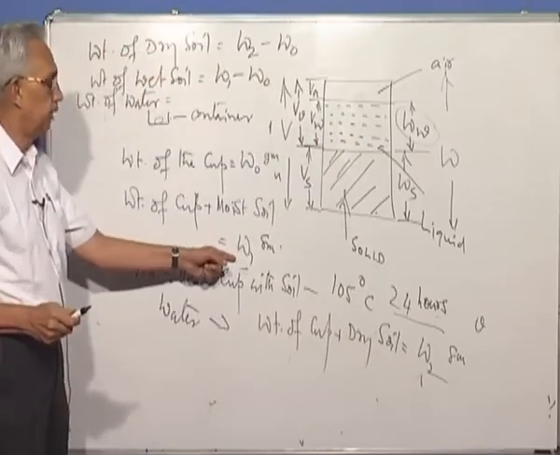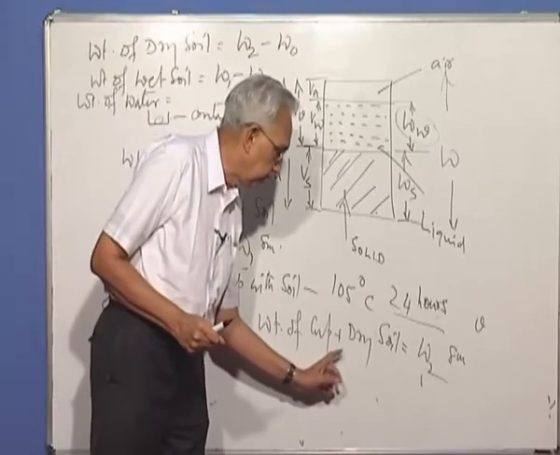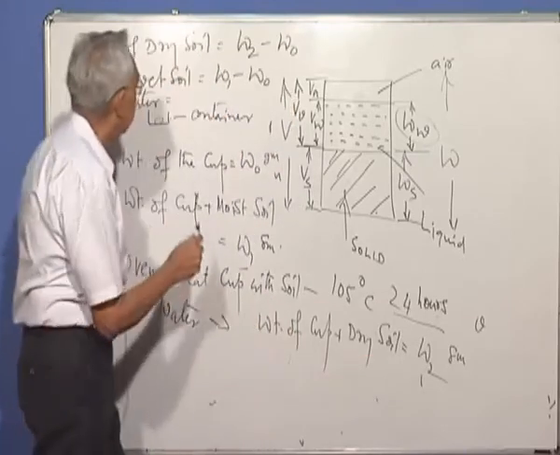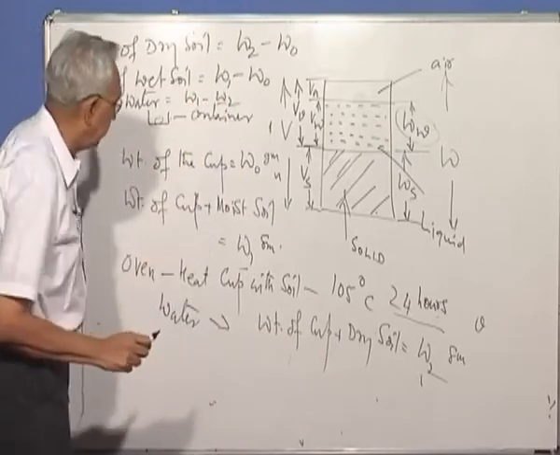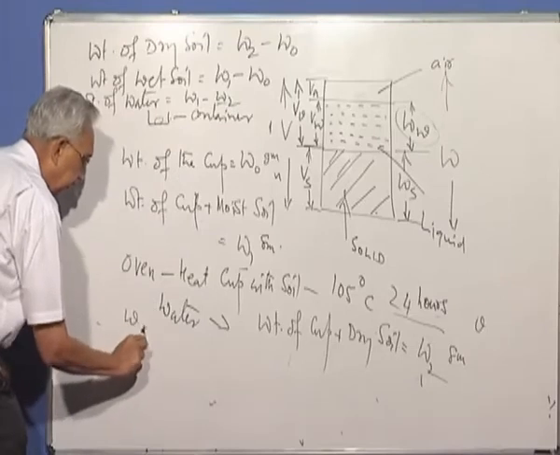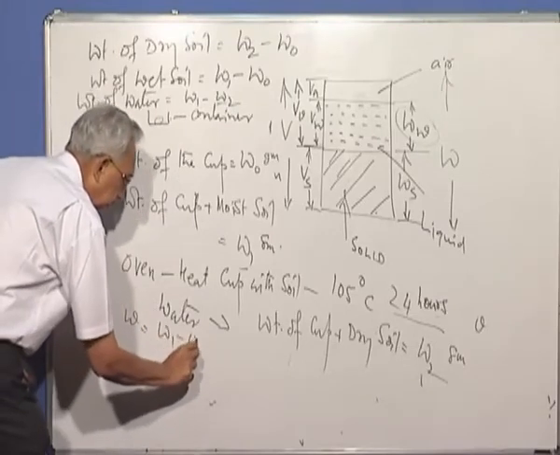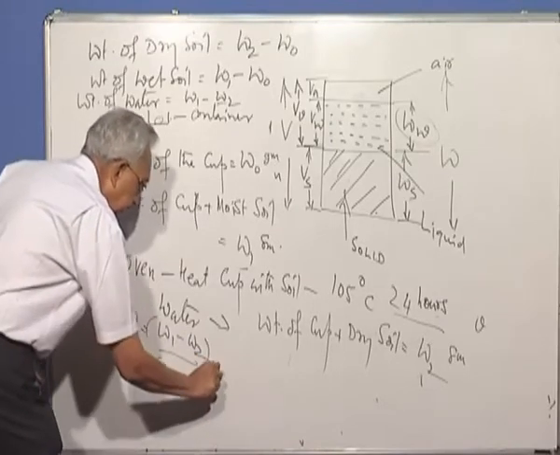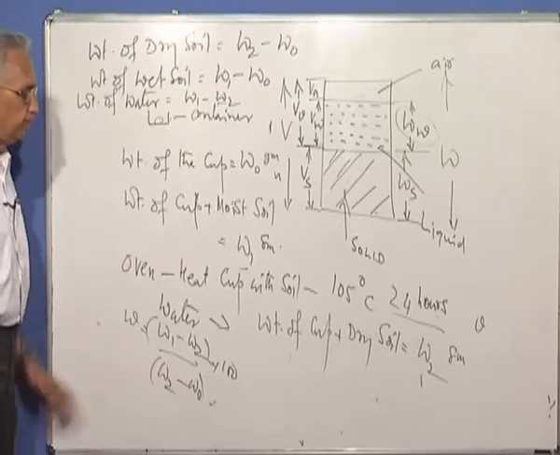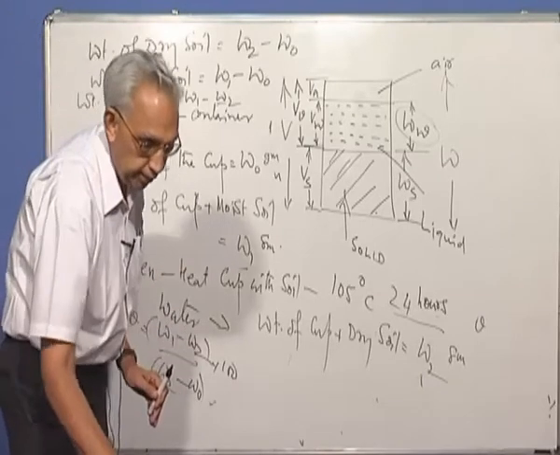Please remember, what is W1? Weight of cup with moist soil, and W2 is cup and dry soil. So this will give me weight of water is W1 minus W2. So you can easily determine the water content is equal to (W1 minus W2) divided by (W2 minus W0) into 100. You get the water content. Very easy to do, and this you should be able to do in any laboratory.